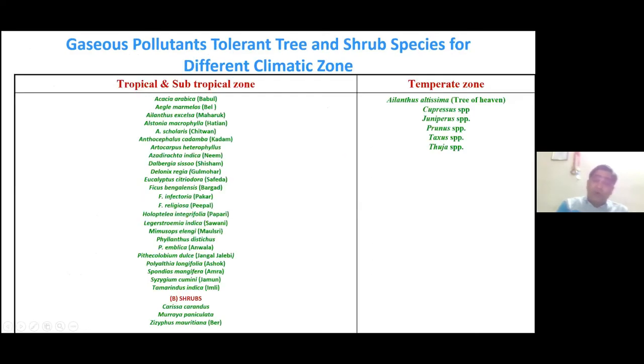So for removing these types of pollutants, various gaseous pollutant-tolerant tree and shrub species, on the basis of different types of R&D in different areas, we have identified some species which can tolerate the pollutants, and which can also mitigate the pollution problem, especially in air pollution problem areas, as well as dust and noise polluted areas.